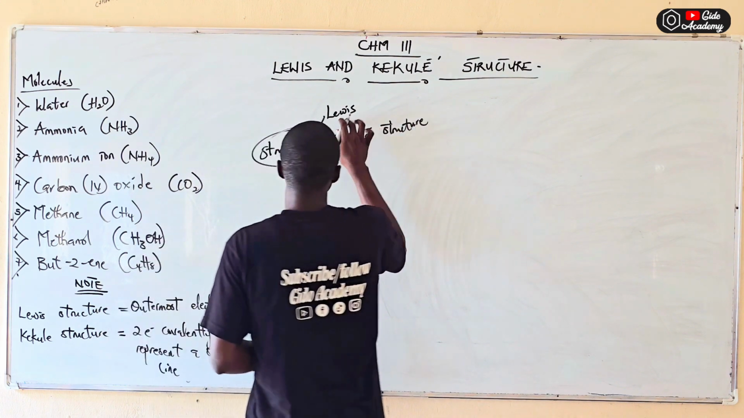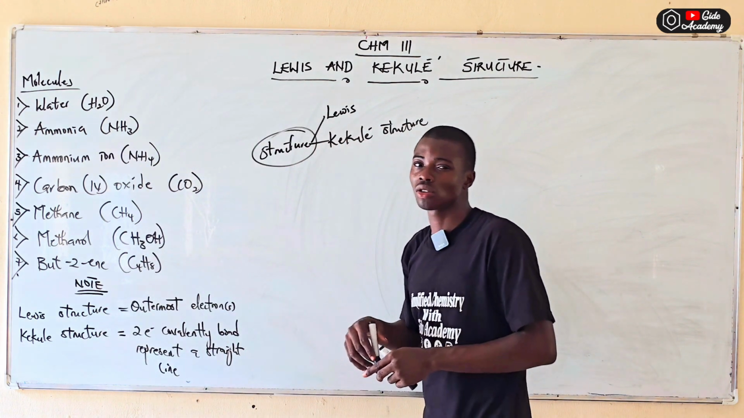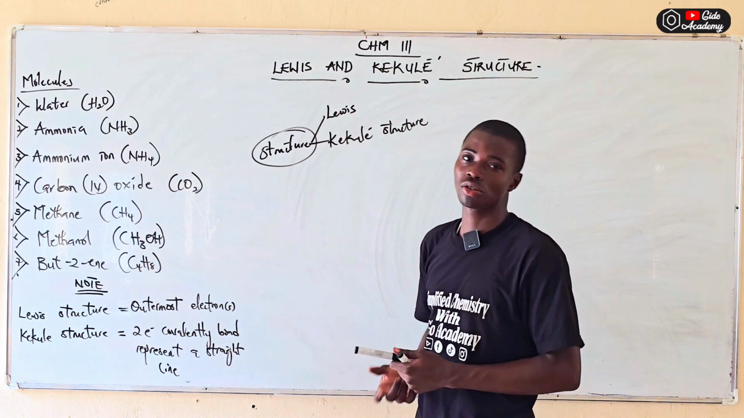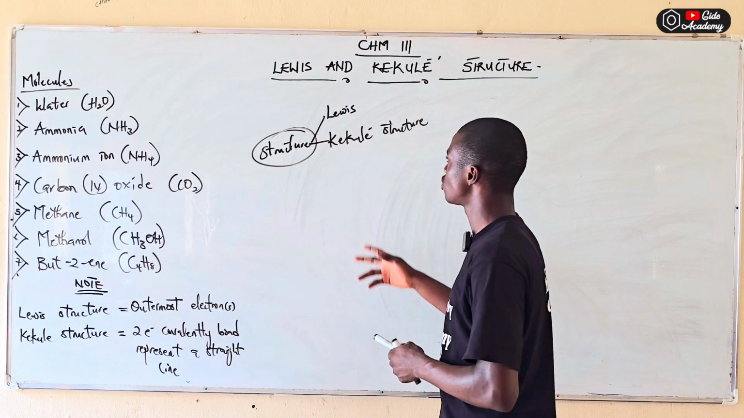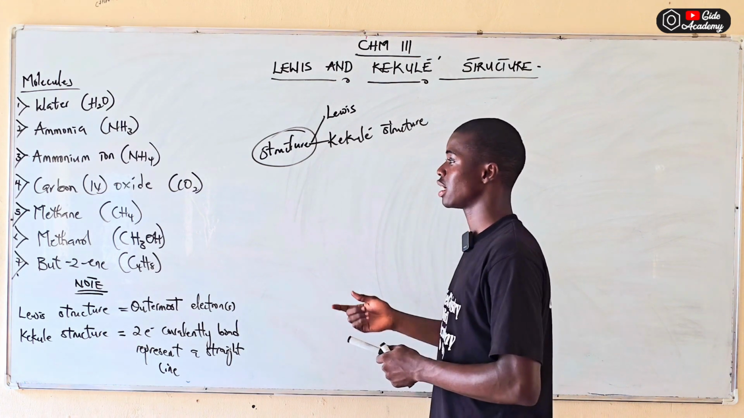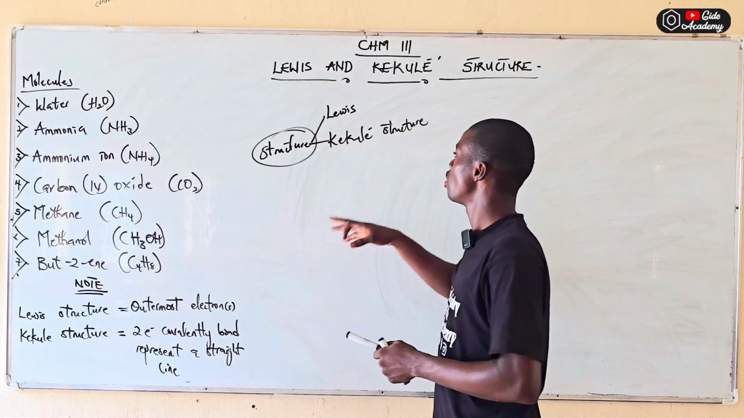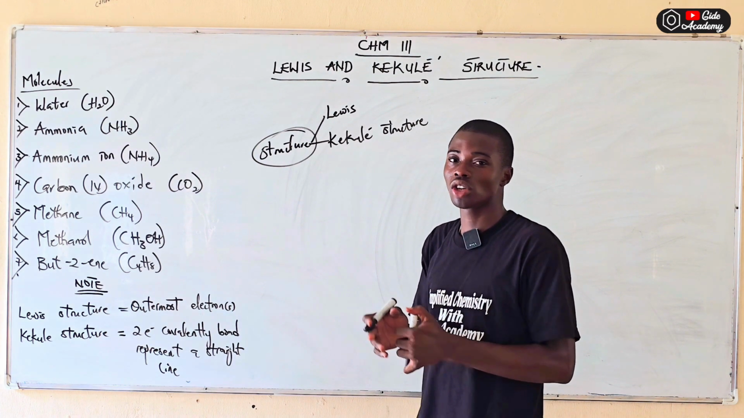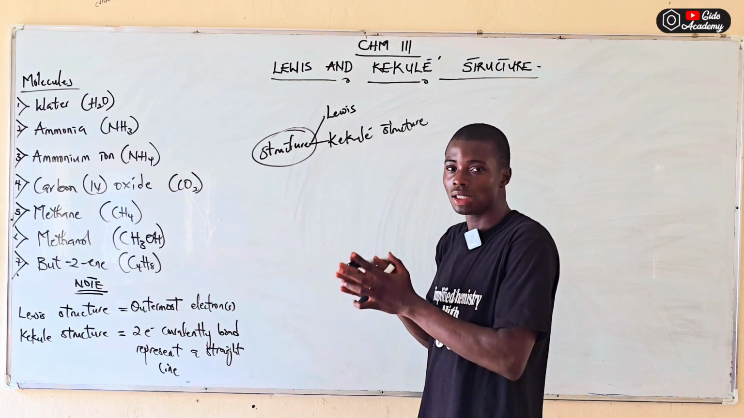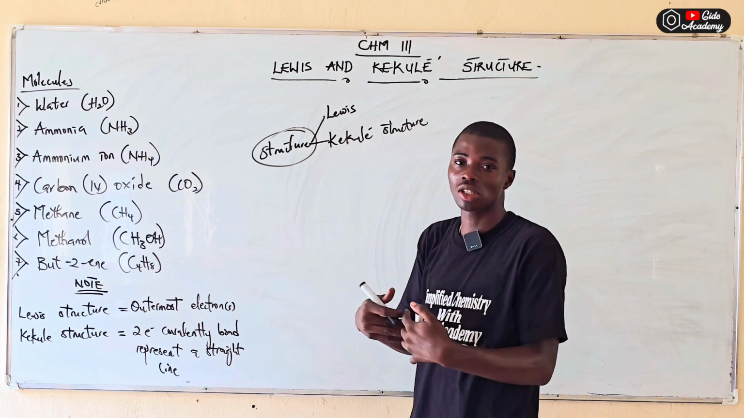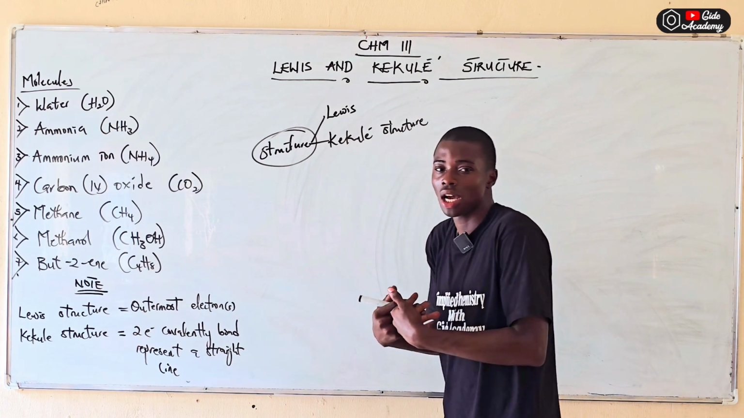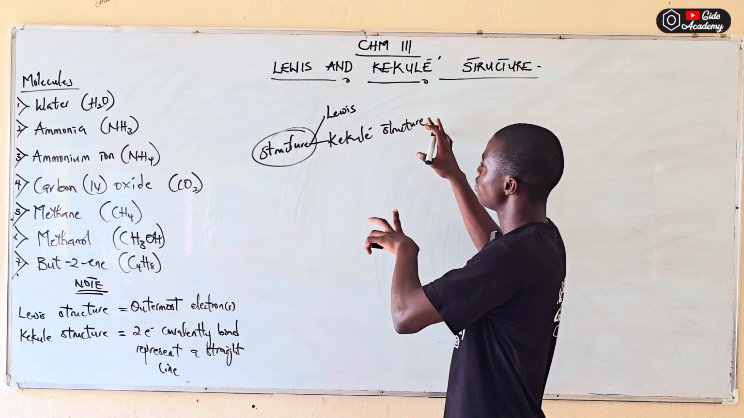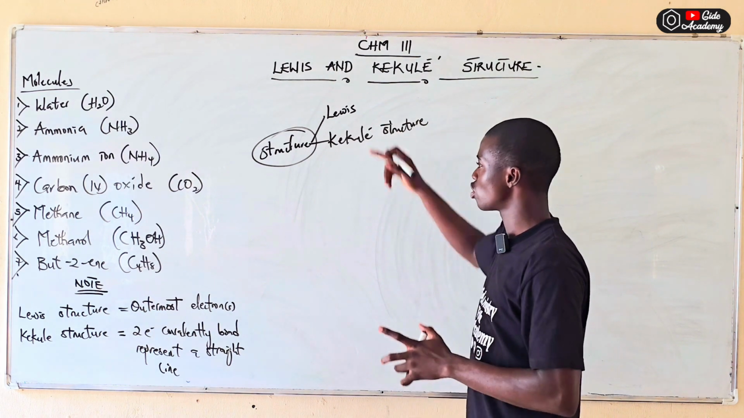The Lewis structure is actually more complex than the Kekule structure because it involves writing out the valence electrons, which are the outermost shell electrons. The Kekule structure doesn't involve all those long strains. You just trace the covalent bond, the electrons that are covalently bonded together, and put a single bond there. That is just the difference between these two structures.